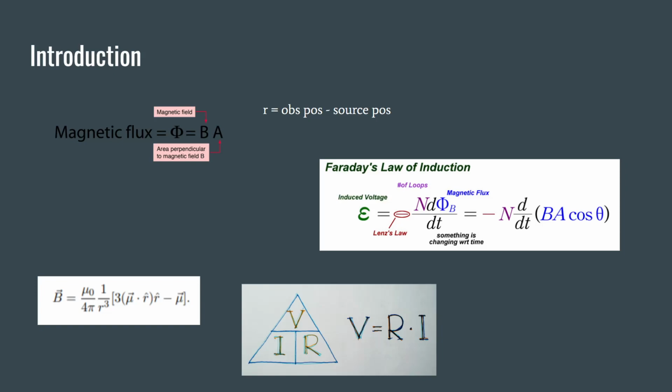Also to the bottom left, you will see the same formula that was used in lab 3, where we're able to solve for the magnetic field based off of the magnetic moment and some other values, and then just the simple formula V equals Ri is used multiple times in this lab.